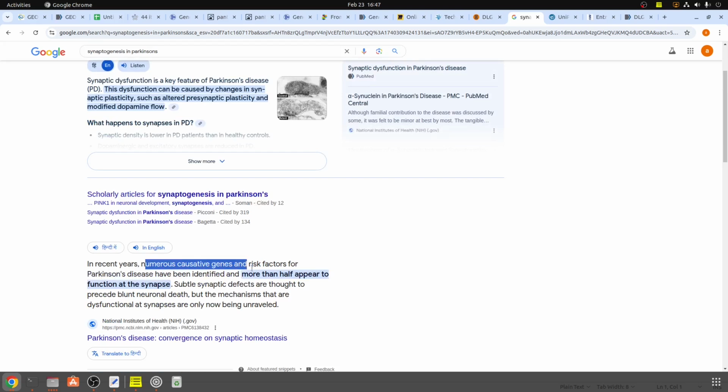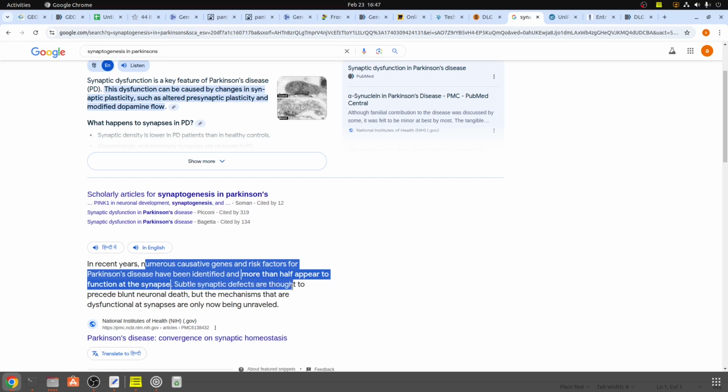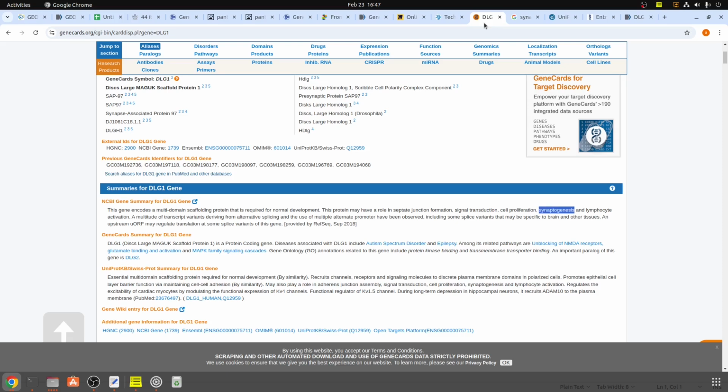In recent years, numerous causative genes and risk factors for Parkinson's have been identified. More than half appear to function at the synapses. Synaptic defects are thought to prevent neural birth and death. So this is the way to see how these genes are associated with the neurodegenerative disease or the particular disease.